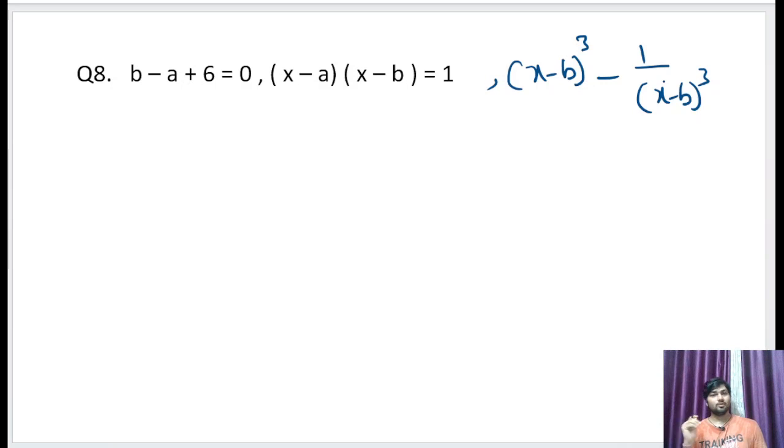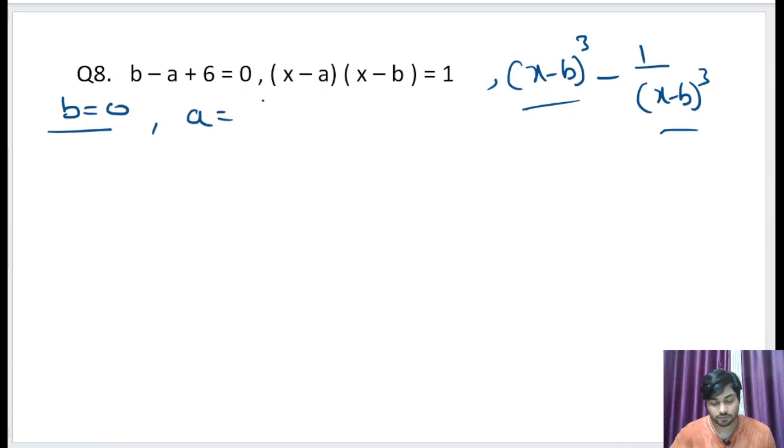We know we can do this question with the analytical or traditional method, but we won't be doing this question with that method. We will be solving it with the value putting method, or we will just aim this question. I need to find out this value. So what is my first aim? To make the value that I need to find out simpler. It will get simpler when I put b is equal to 0. The moment I put b is equal to 0, I will get a is equal to 6.